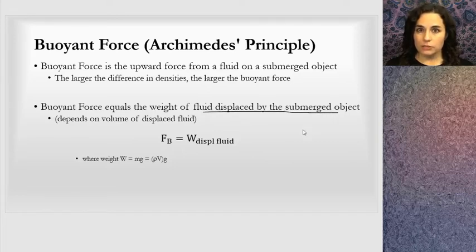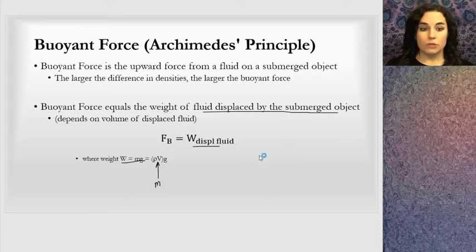And I found this to be a tricky concept for a lot of students as we move into this material. So take some time to think about, what is the fluid displaced by a submerged object? Here's the equation. The buoyant force is the weight of the displaced fluid. And remember, weight is mass times gravity. And if I want to find mass, I can just use density and volume in order to find the mass.